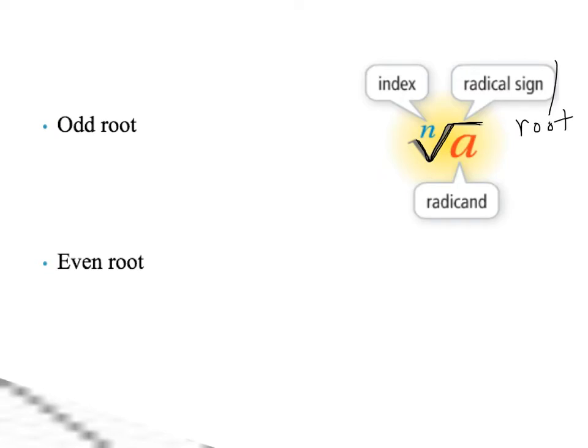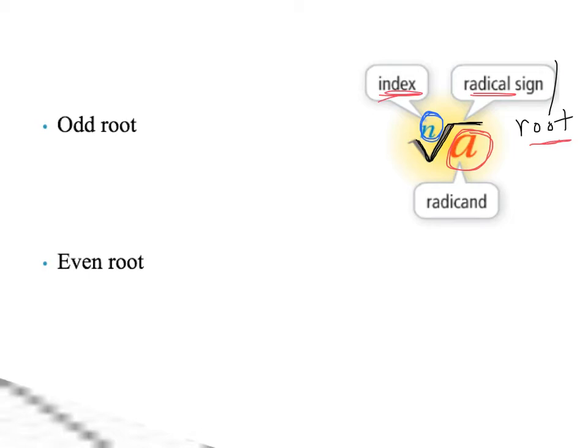My index here is this n. This is going to tell me how many pairs or groups I am looking for. And the radicand, that's the number inside the root, which is right here. I typically will not say radicand. You'll hear me say radical, root, and index. Those are the three words you're going to be hearing a lot, so you have to make sure to know what that means.